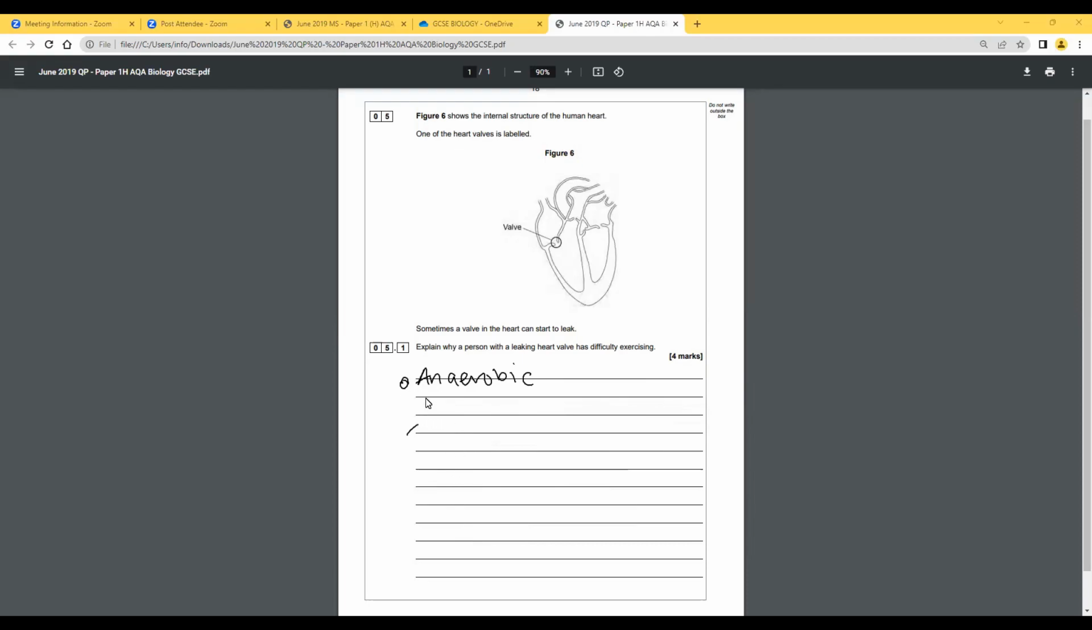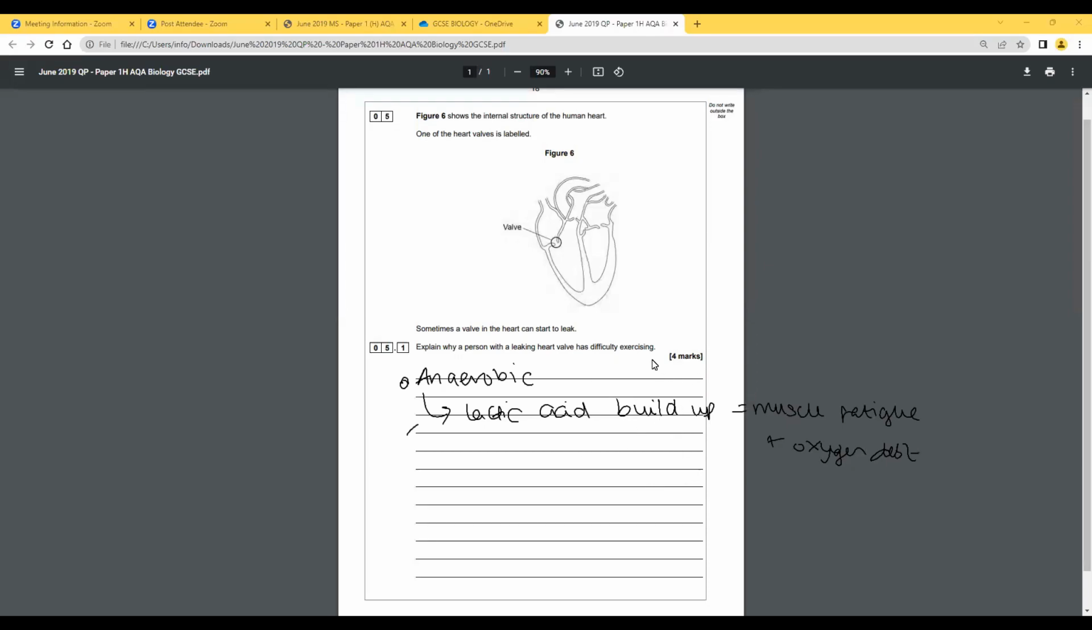So when we have anaerobic respiration, one of our products is lactic acid. And we know from our knowledge that lactic acid building up leads to muscle fatigue. So that is also another point you can mention. Build up causes muscle fatigue. As well as oxygen debt as well. So these are all the points that you could possibly have mentioned.